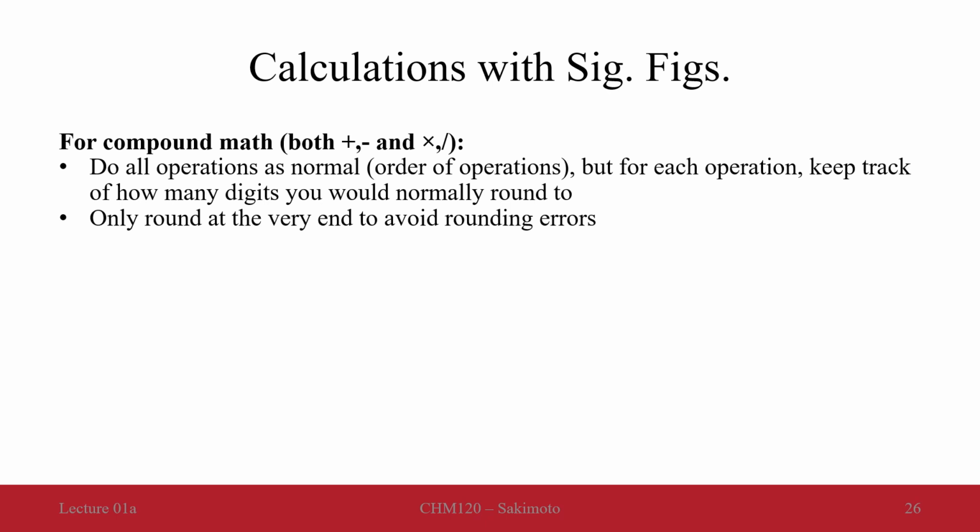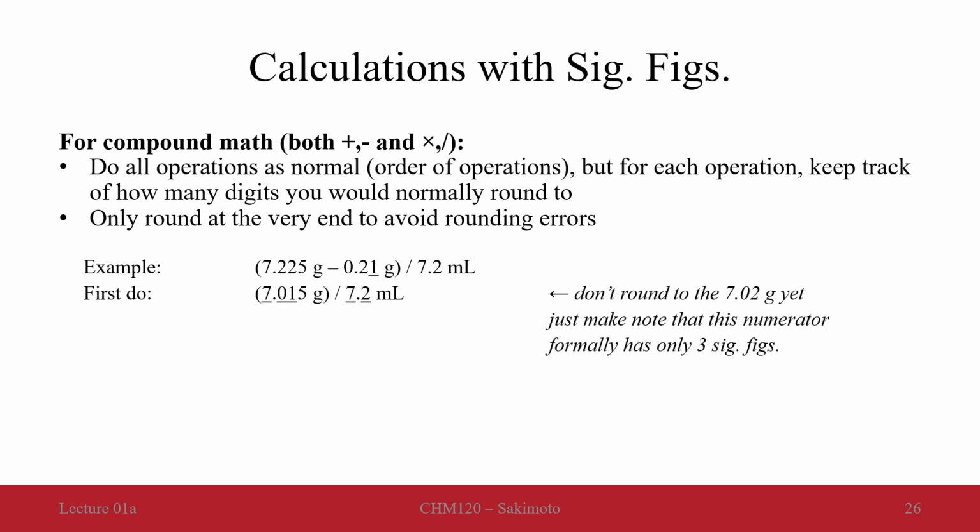Most often, it's sort of helpful to see what I mean by example. So let's say I want to do this calculation. I want to first subtract 7.225 grams minus 0.21 grams, and then divide that difference by 7.2 milliliters. Compound math, two types of operations, two sets of rules. Order of operation says I'll first do the subtraction. I plug that into my calculator. That gives me 7.015 grams.